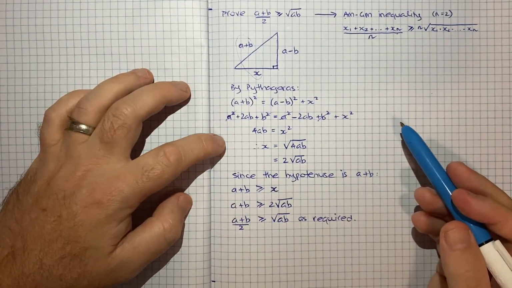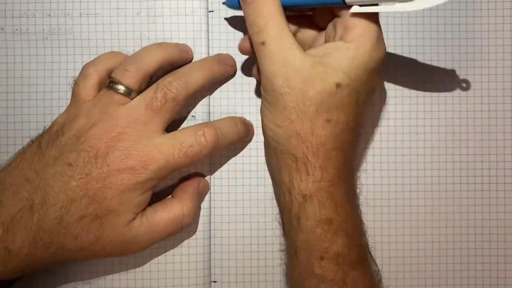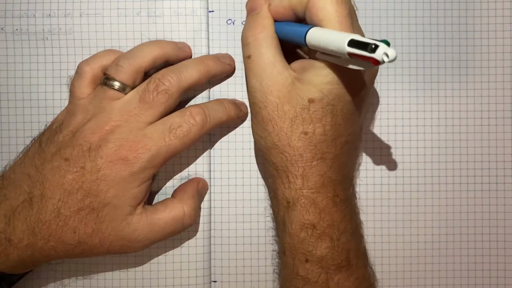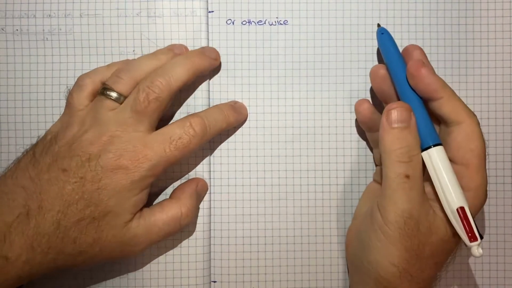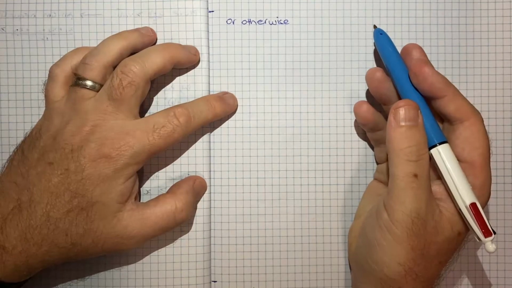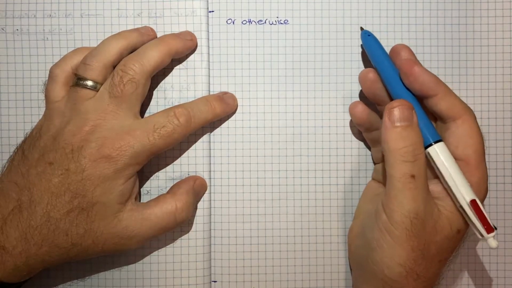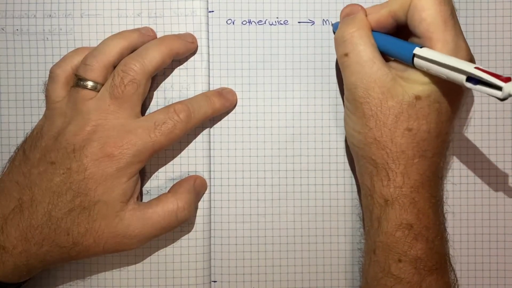Now what I'll do, I might turn over and look at the "or otherwise" part. So basically one of the other approaches that you could have used to get your marks here. And the approach I'm going to look at was, I guess you'd say, inspired by someone named Mr.